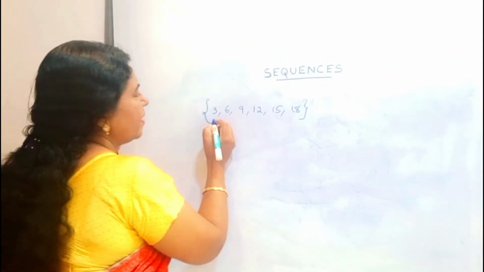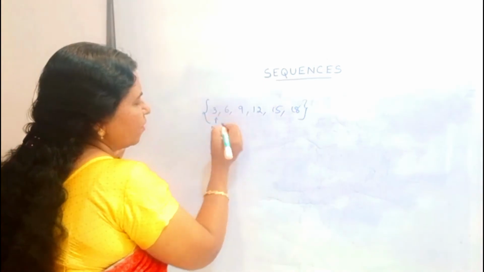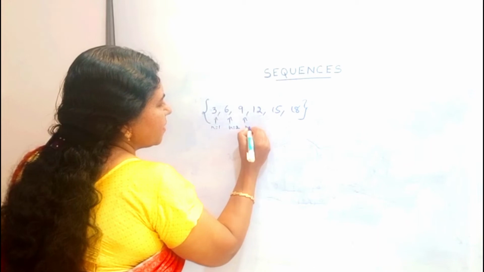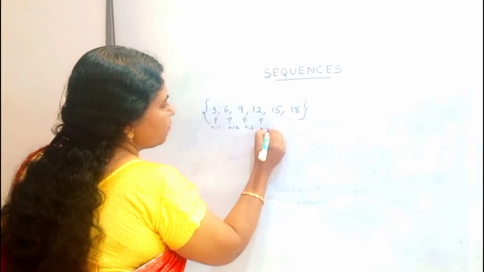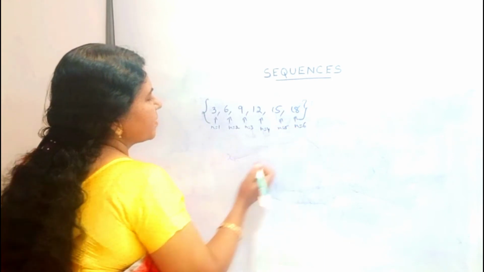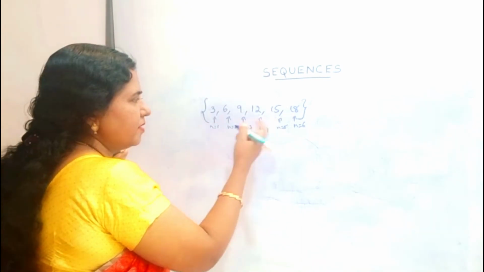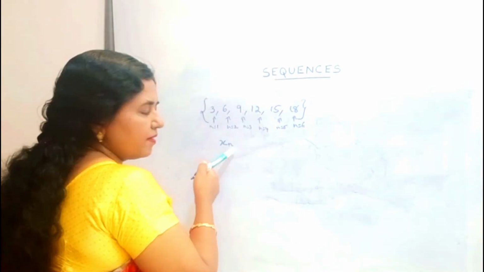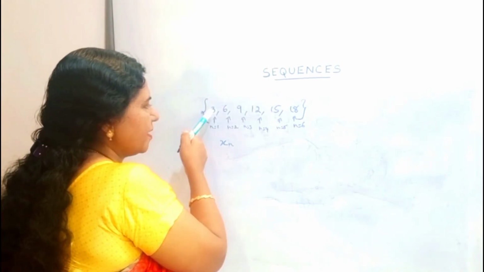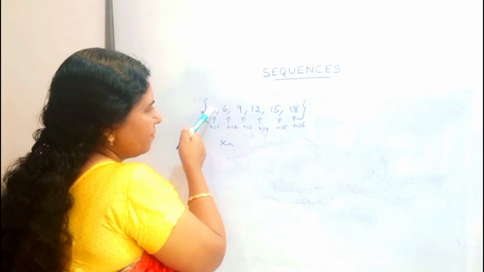Okay, so now here as usual, n is equal to 1 for the first term, and here it is n is equal to 2, n is equal to 3, n is equal to 4, n is equal to 5, and here it is n is equal to 6. Okay, so now we have to bring out the general expression for the terms. Let us consider this xn for the terms, and here when n is equal to 1, the term is 3. 1 is multiplied by 3 and we have got 3.